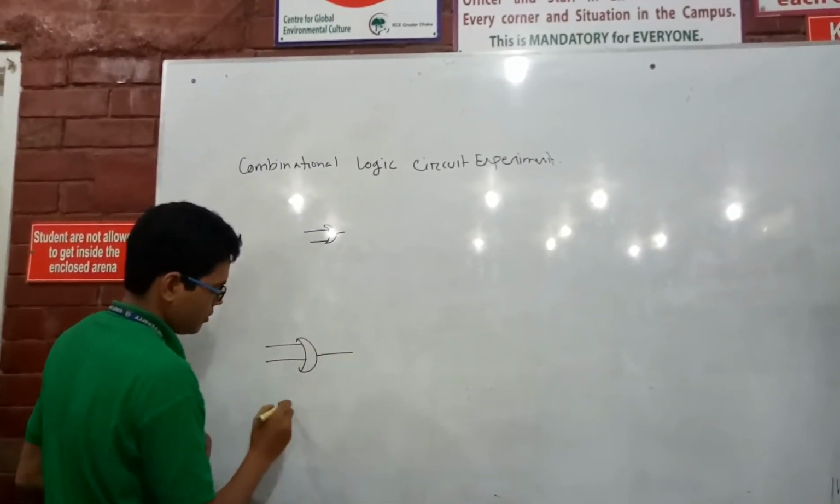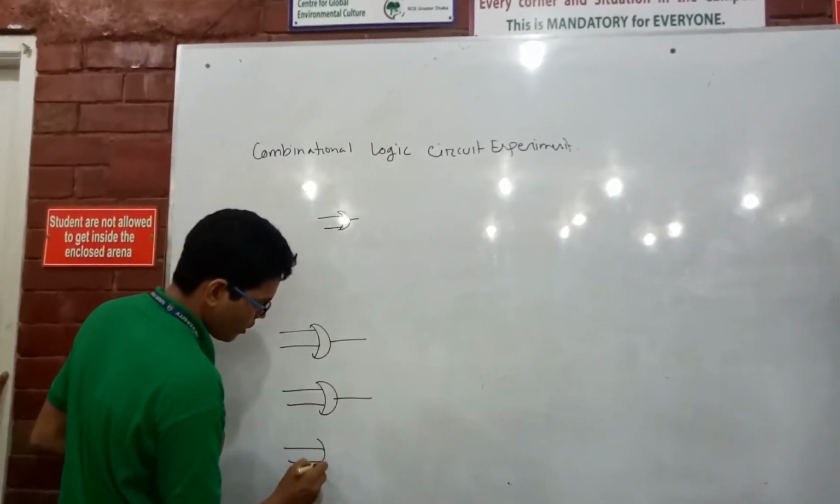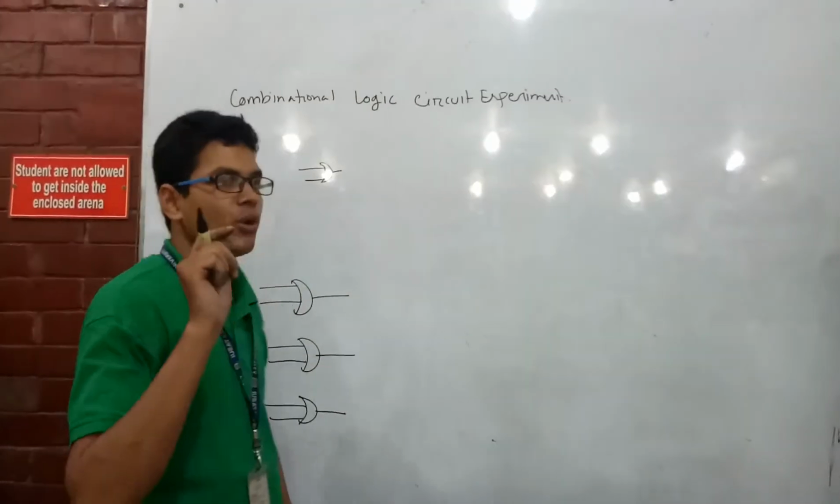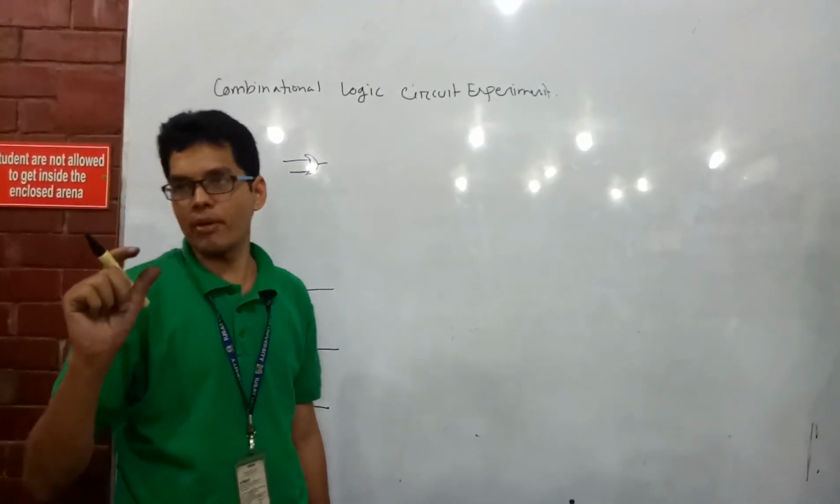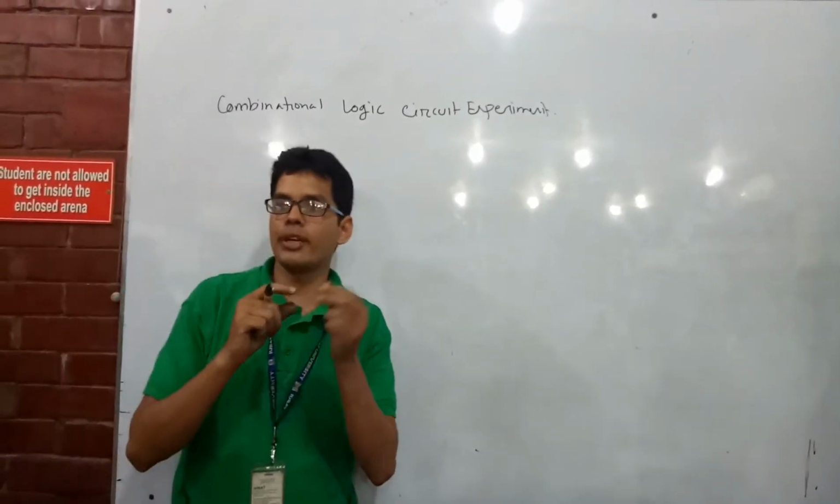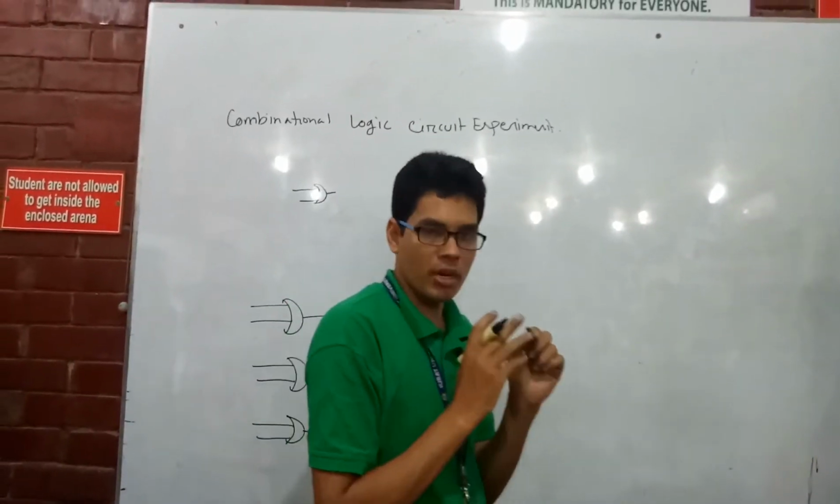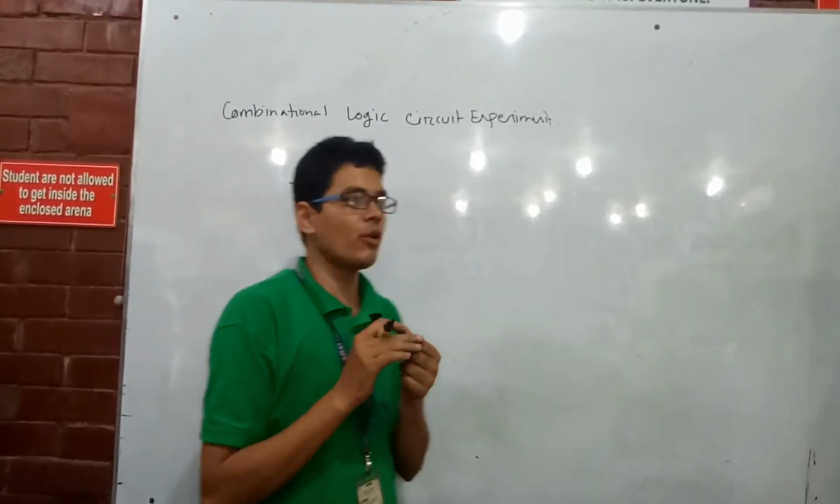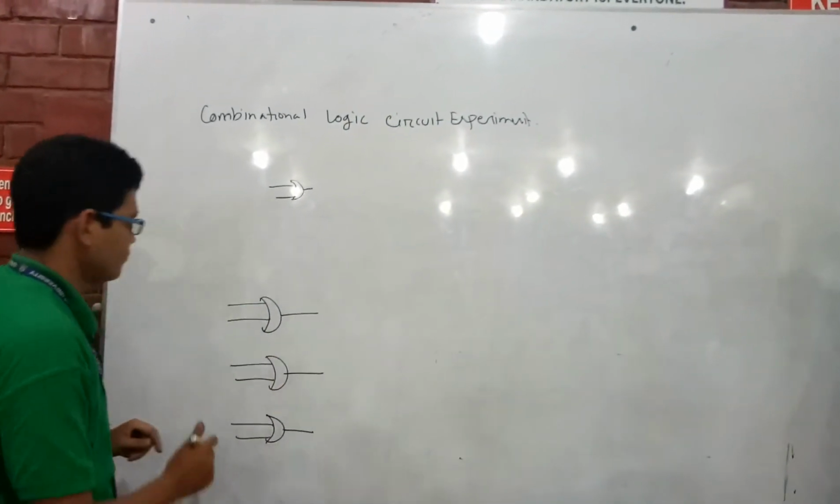There is one OR gate, there are two OR gates, and there are three OR gates. So if you are taking one IC of OR gates, one 14 pin IC, right? Yes. This is one IC. If you take this IC, how many OR gates are inside this IC? Four OR gates. So of these four OR gates, use three OR gates. Okay.